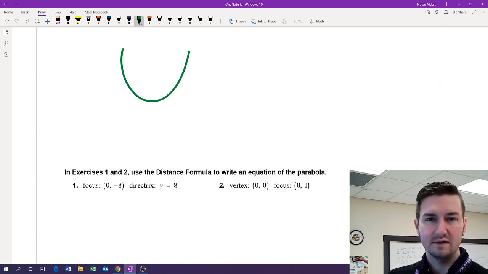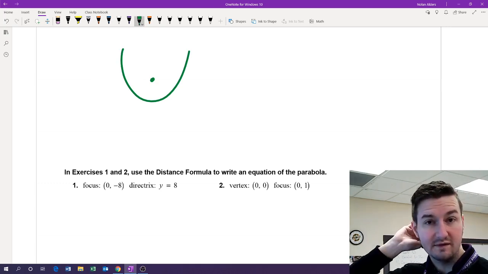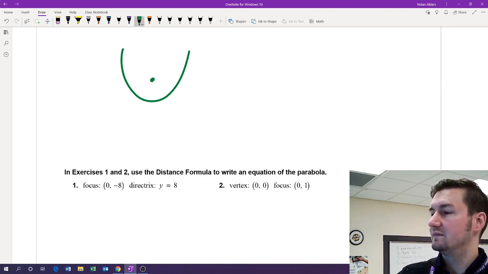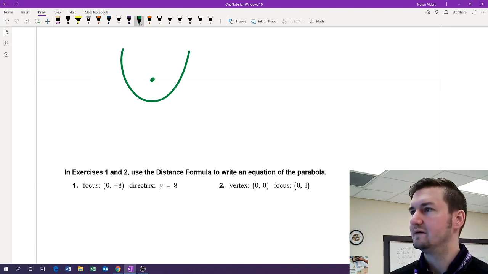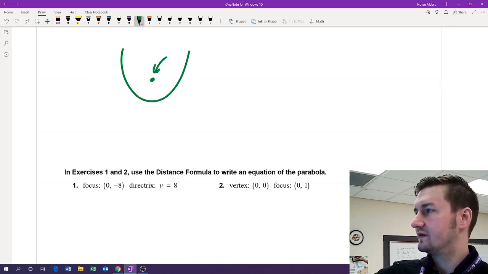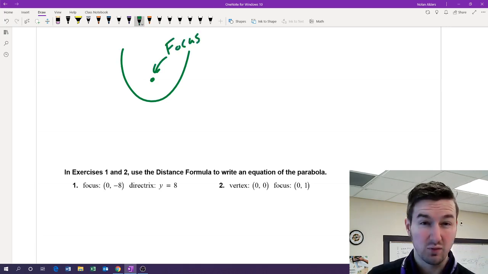So every parabola, or every quadratic function, has what's called a focus. A focus is just a point that is somewhere directly above the vertex, and that's what controls how narrow or how wide the parabola is. So this is what's called a focus. Okay, a focus. And it's just a point.